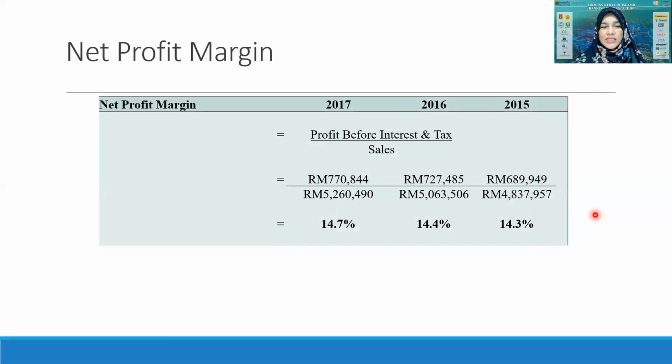Okay, so this is an example of net profit margin for Nestle, for the year 2015 to the year 2017. If you look at the ratio itself, from 14.3 it increased to 14.4, and it further increased to 14.7. So what it shows here is a steady trend of increase, it keeps on increasing from the year 2015 to 2017.